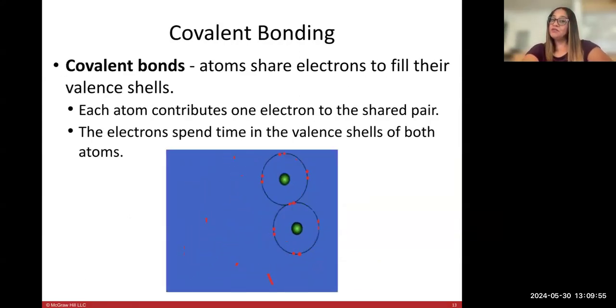Covalent bonding happens when atoms share electrons to fill their valence shells. Each atom contributes one electron to the shared pair, and the electrons spend time in the valence shells of both atoms.